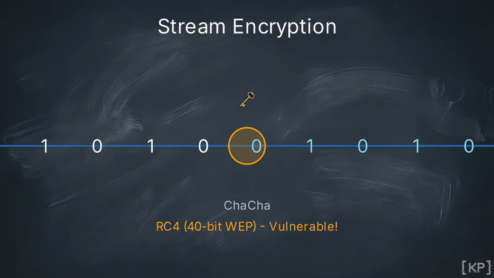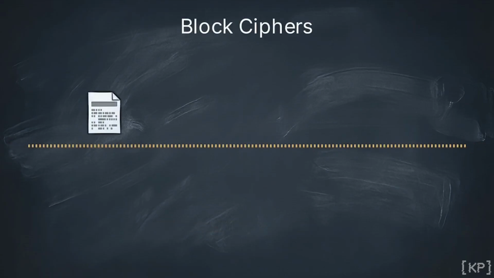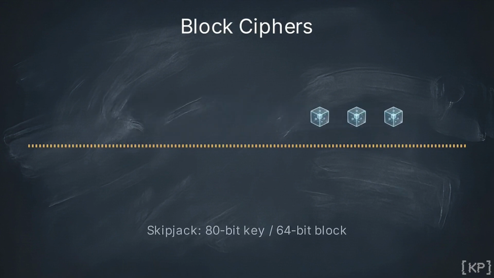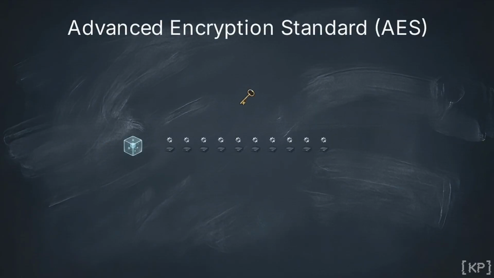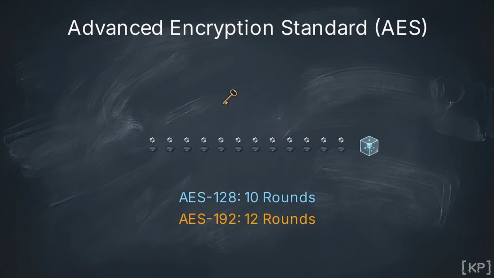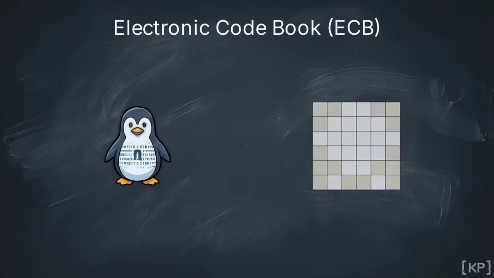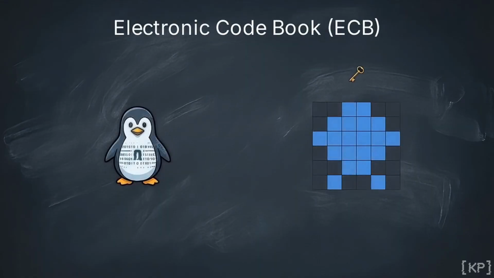Standards dictate block cipher strength. Skipjack uses an 80-bit key on a 64-bit block. DES uses a 56-bit key. The current gold standard is AES, which forces data through 10 mathematical transformation rounds for a 128-bit key, and 12 rounds for a 192-bit key. But processing structure matters. If you use electronic codebook, or ECB mode, identical plain text blocks will always produce the exact same ciphertext. This reveals visual patterns in the underlying data, exposing it to attackers.